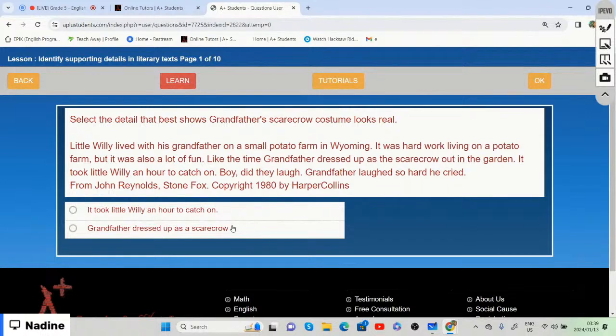So little Willie lived with his grandfather on a small potato farm in Wyoming. It was hard work, sorry, living on a potato farm. And it was also a lot of fun. Like the time grandfather dressed up as the scarecrow out in the garden. It took little Willie an hour to catch on. Boy, did they laugh. Grandfather laughed so hard he cried. That is by John Reynolds.